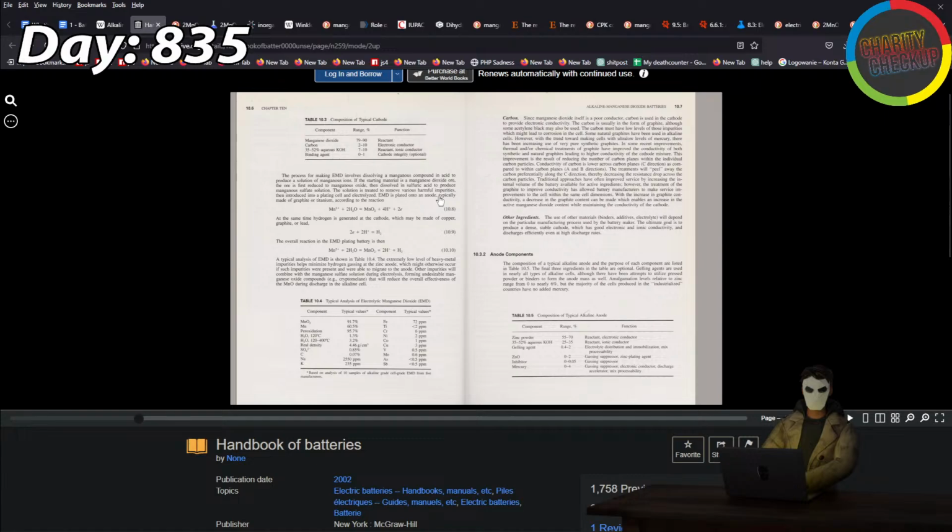Dissolving manganese compound in acid to produce a solution of manganese ions. If the starting material is manganese dioxide ore, the ore is reduced to manganese oxide, then dissolved in sulfuric acid to produce manganese sulfate solution. The solution is treated to remove various harmful impurities, then used in a plating cell electrolyte, with an anode typically made of graphite and titanium, according to the reaction. Okay. Neat. At the same time, hydrogen is generated at the cathode, which may be made of copper, graphite, or lead.